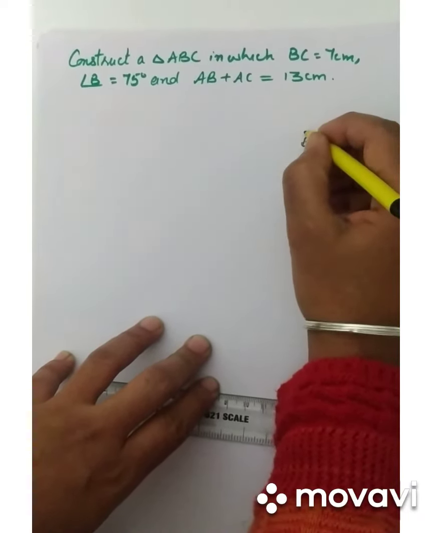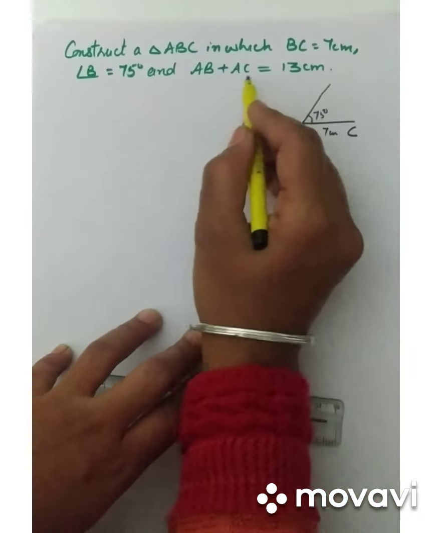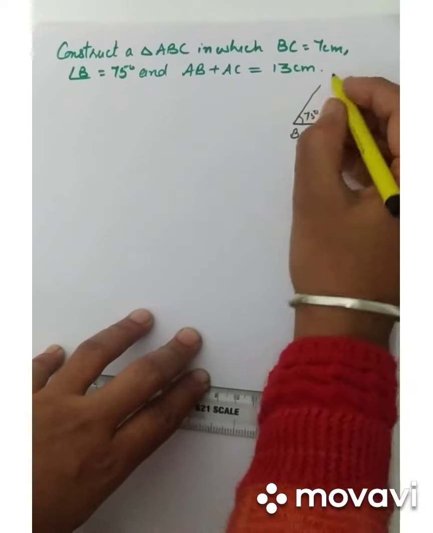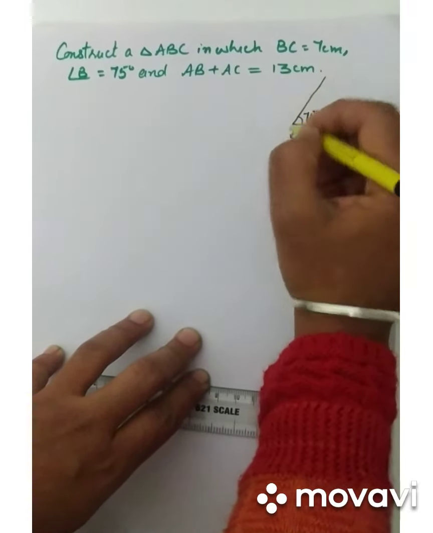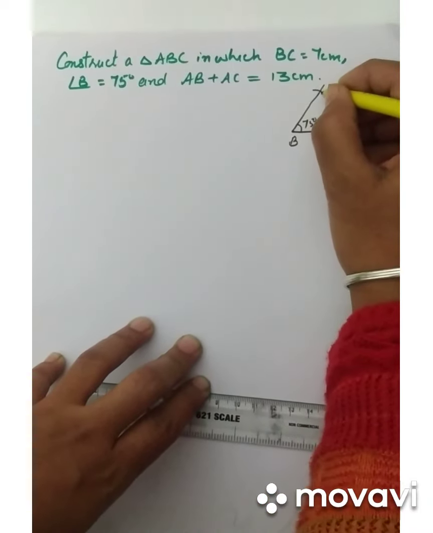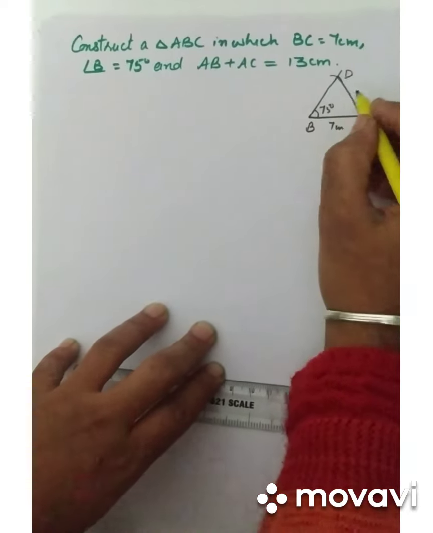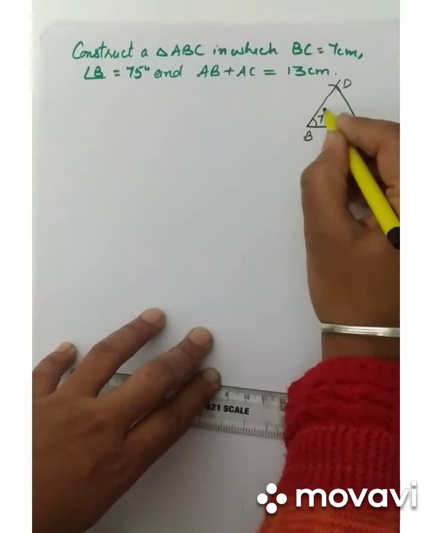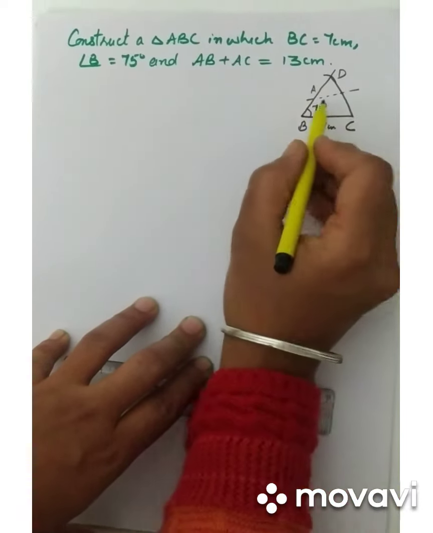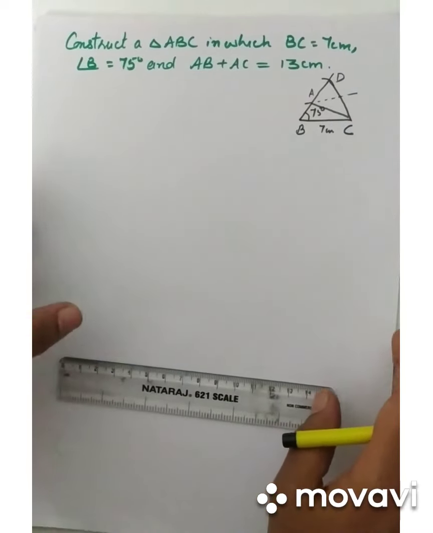Then you have to construct the angle of 75 degree at B. Now the sum of the other two sides is given to you. For that you have to draw an arc from B and mark the point D. Then you have to join DC. Okay? Then we have to draw the perpendicular bisector of DC. Where it cuts BD, that becomes A. And we have to join with C. This is a rough construction for this part, beta.